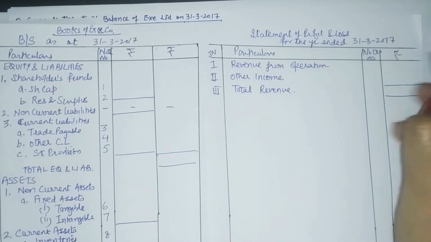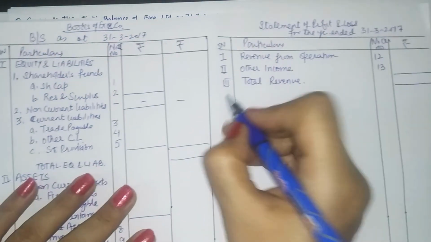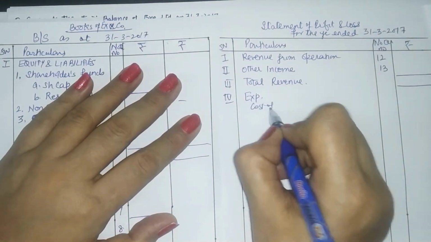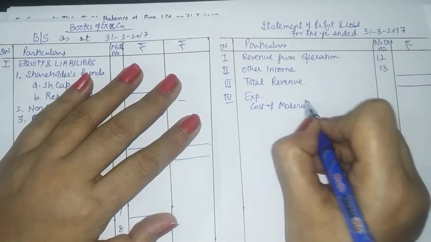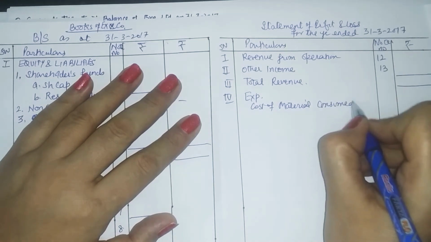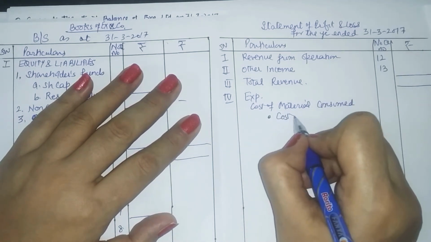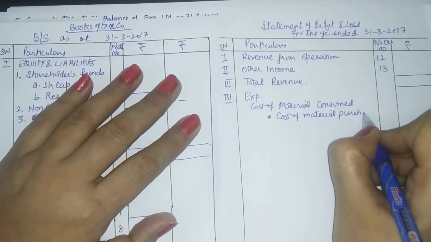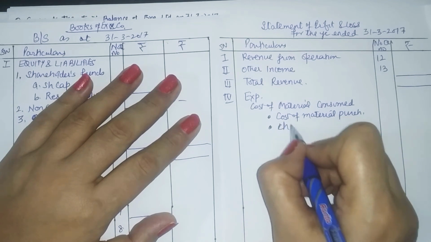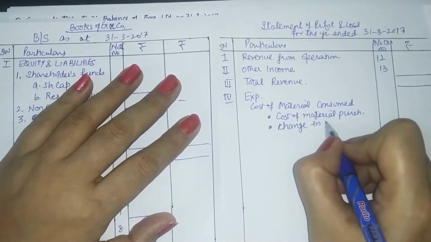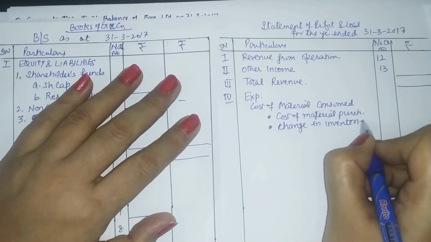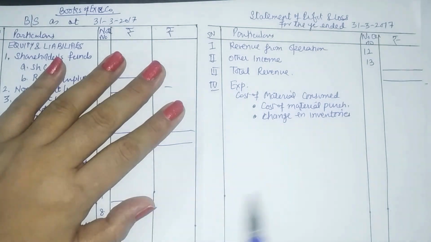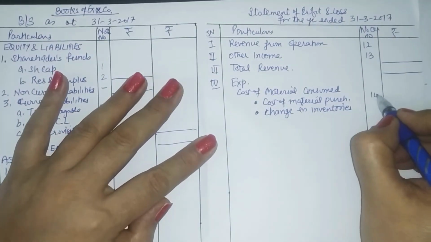Now here in 12 and 13, then you have expenses. Expenses includes number one, cost of material consumed, which includes cost of material purchased and change in the inventories. Change in inventories implies that change in opening stock and closing stock of finished goods, raw material, work in progress, all. Alright, so 14 and 15.